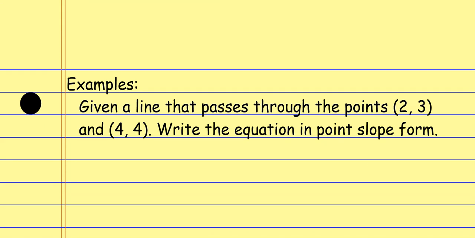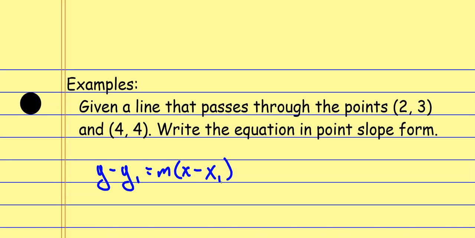If I look at something like this guy, it says, give a line that passes through the points 2, 3, and 4, 4. Write the equation in point-slope form. And to be perfectly honest with you, this is as difficult as it gets. Right here, if you can do this example, you can do them all, right? This is as tough as it gets. And so once again, I need two things. I need a point and I need the slope. So I've got y minus y sub 1 equals m times x minus x sub 1. That's the equation that I'm looking for.